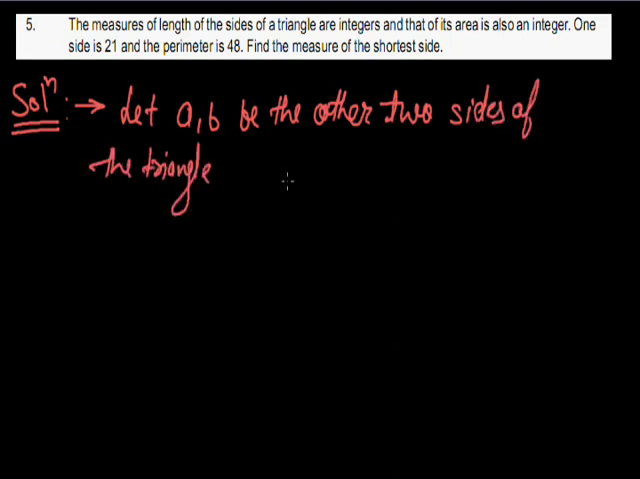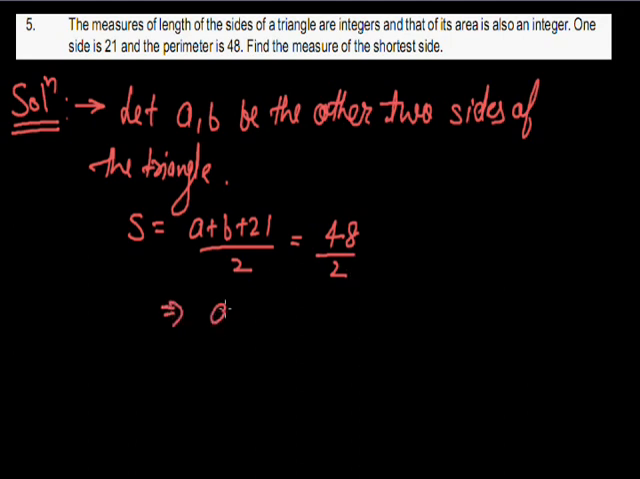If a, b are the other two sides of the triangle, then the value of s, that means half perimeter, will be given as (a + b + c)/2, that means (a + b + 21)/2. But according to the question, the half perimeter is 48/2, that is 24. So from here we have a + b = 27.